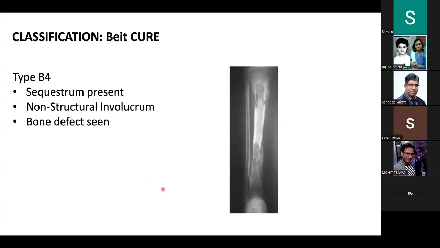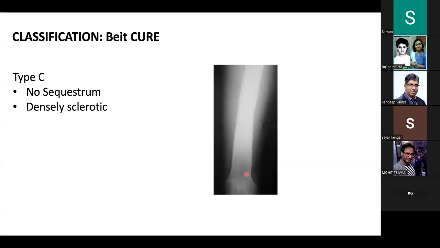And type B4 is where the sequestrum is present, there is a non-structural involucrum, and removal of this sequestrum is going to lead to a gap, which we will need to secondarily reconstruct. So that is type B, that is, chronic osteomyelitis with sequestrum.